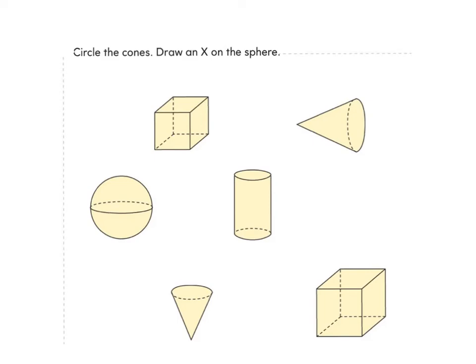Hi guys. So we have been working on 3D shapes. Remember, a 3D shape is an object, so it's not like a regular shape, like a square or a circle or a triangle. A 3D shape is not flat like those shapes. A 3D shape has length, width, and height.